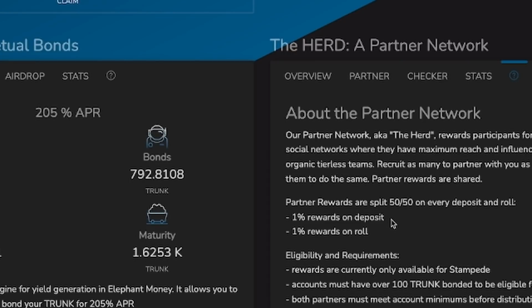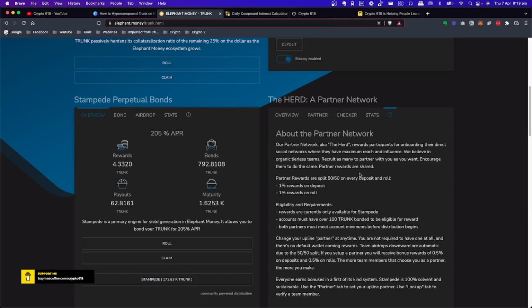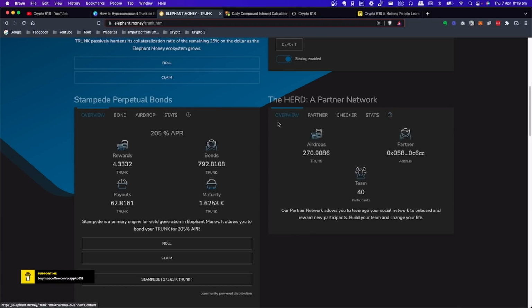And it's purely optional, and the reason for that is if you have a look at the instructions here, you see that we share it 50-50. So there's a 1% reward on deposits and 1% reward on roll. If you don't have this, you don't get those extra rewards, and you must follow the requirements of a minimum of 100-101 Trunks. So just make sure you go through that and understand that. But it's purely optional. If you don't want to get that extra 0.5%, then don't worry about it.